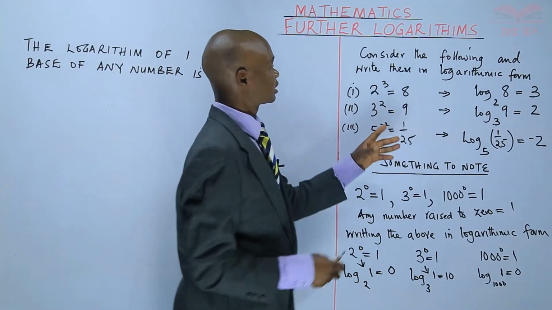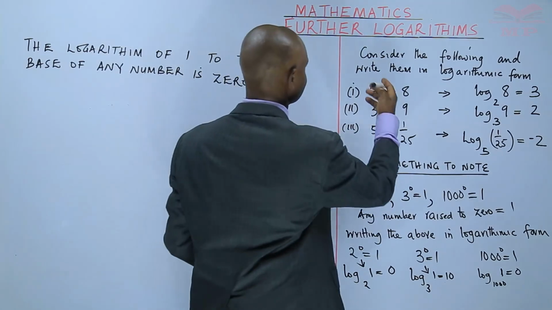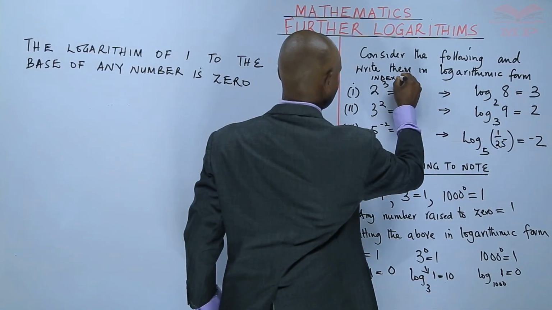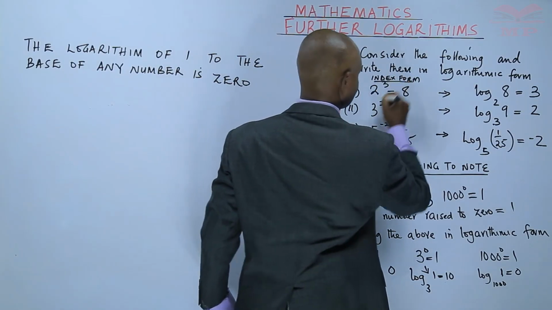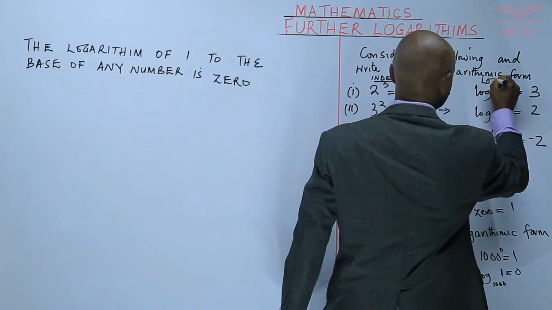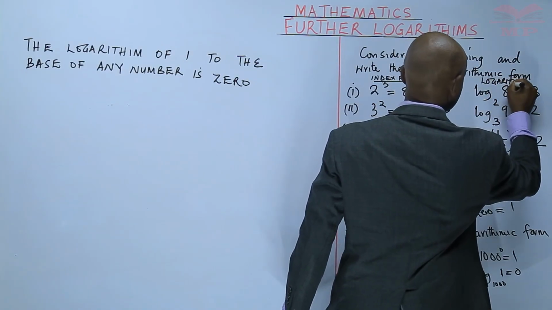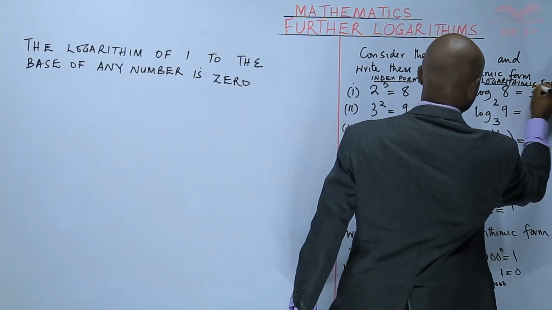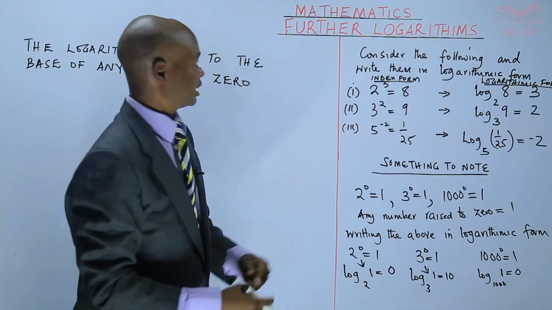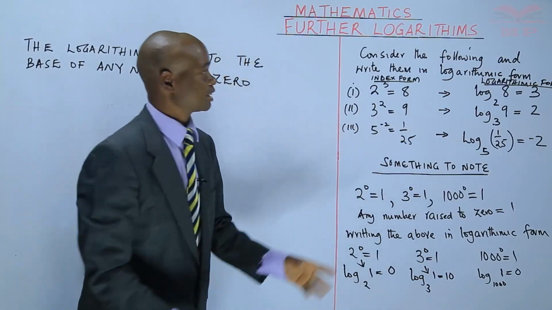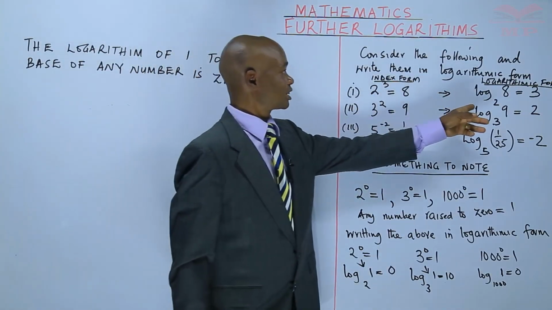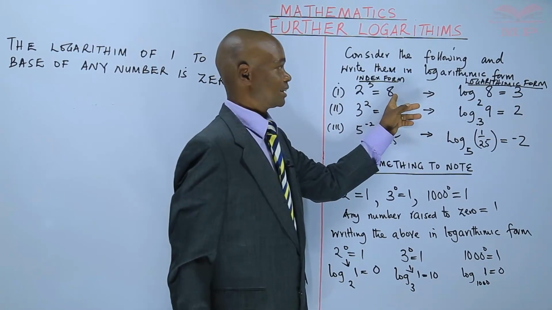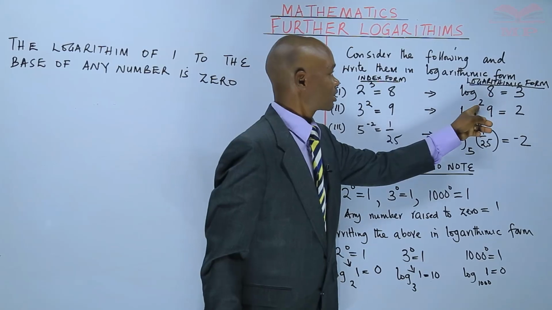So having known how to change from index form, this is index form, and this is logarithmic form. To change from index form to logarithmic form, you see what is happening? The number here always becomes the base. And the logarithm of the number you are talking about is 8. So the logarithm of 8 to the base 2 is 3.